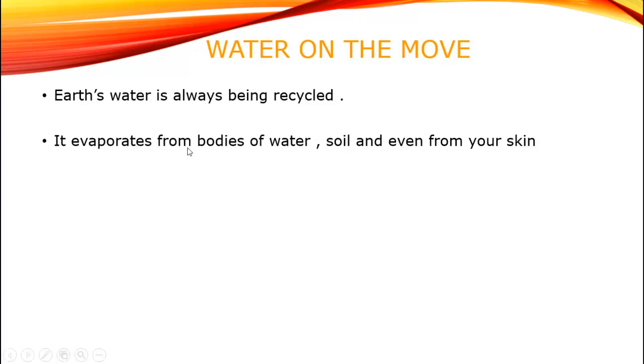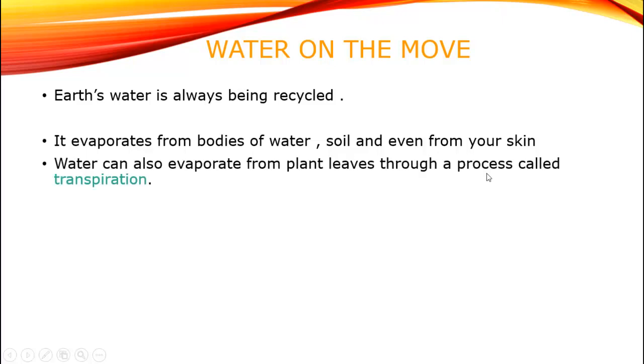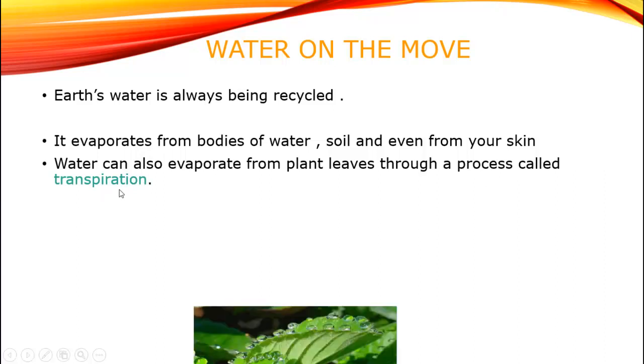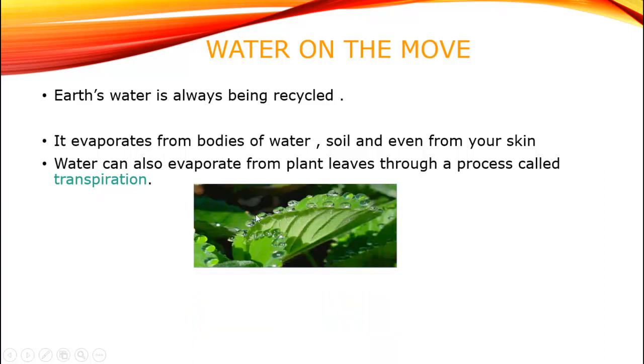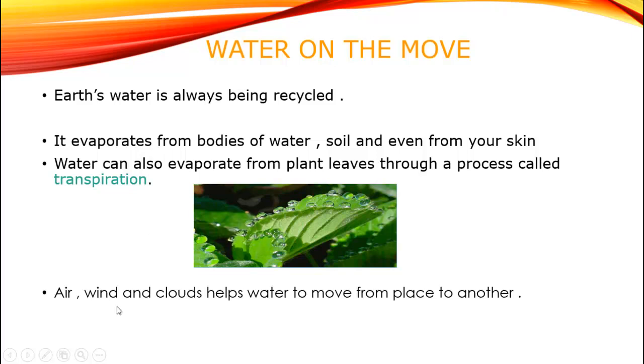It evaporates from bodies of water, soil and even from your skin. And water can also evaporate from plant leaves through a process called transpiration. This is the process of transpiration, where the water evaporates from the leaves of plants. Air, wind and clouds help water to move from one place to another.